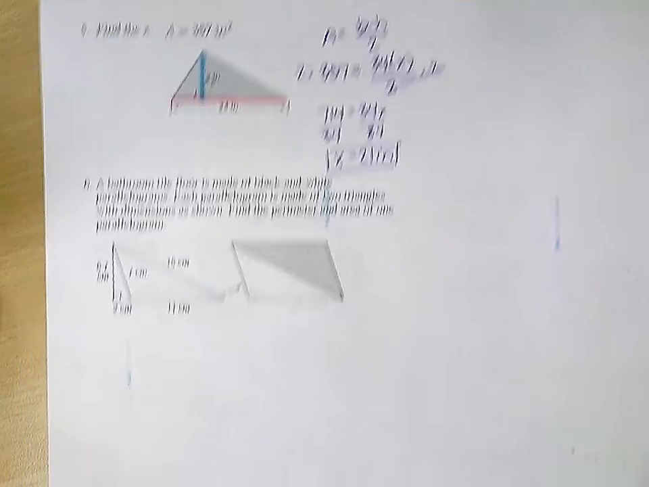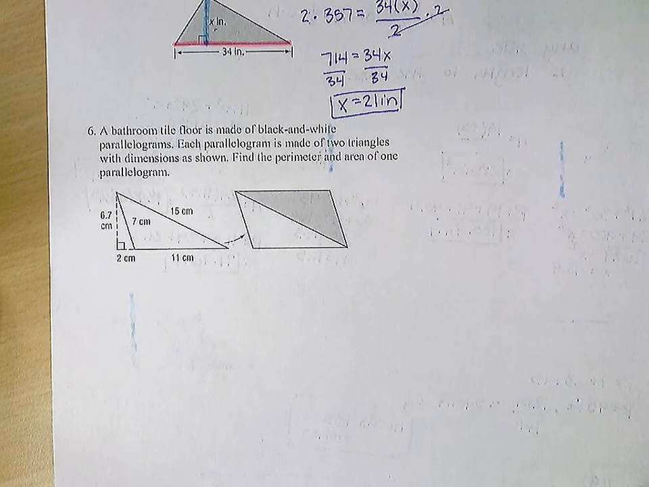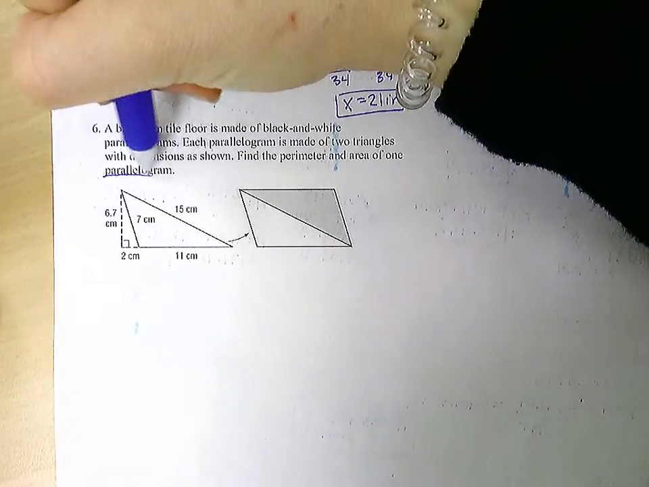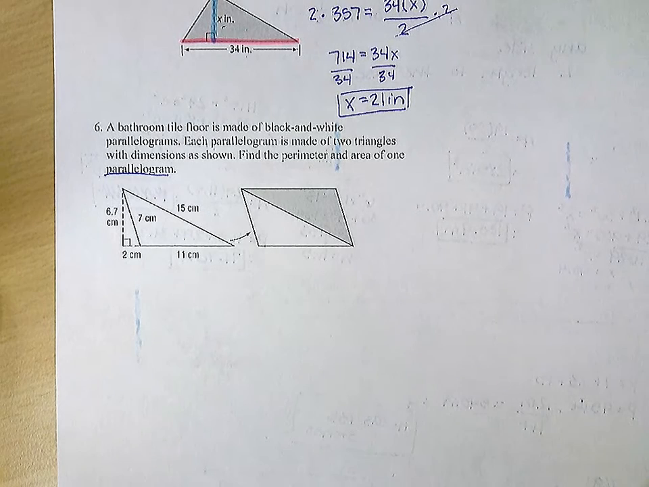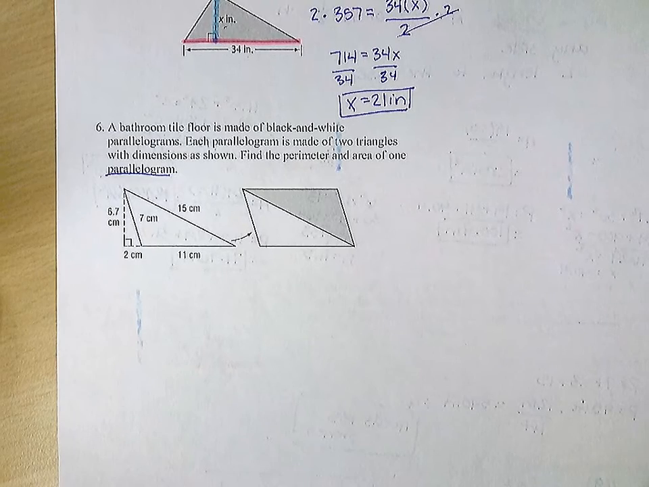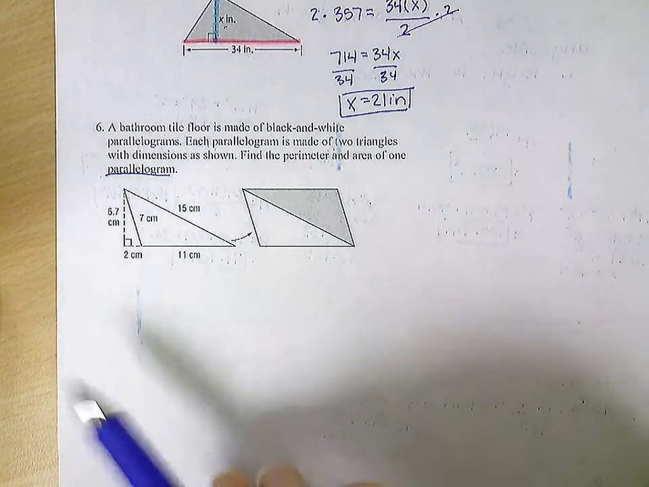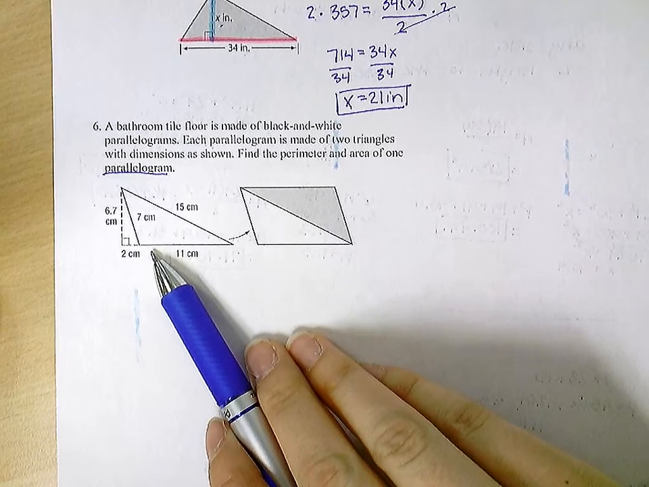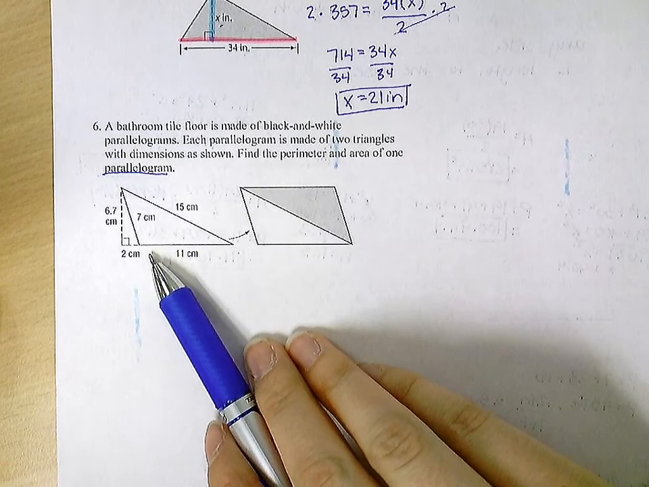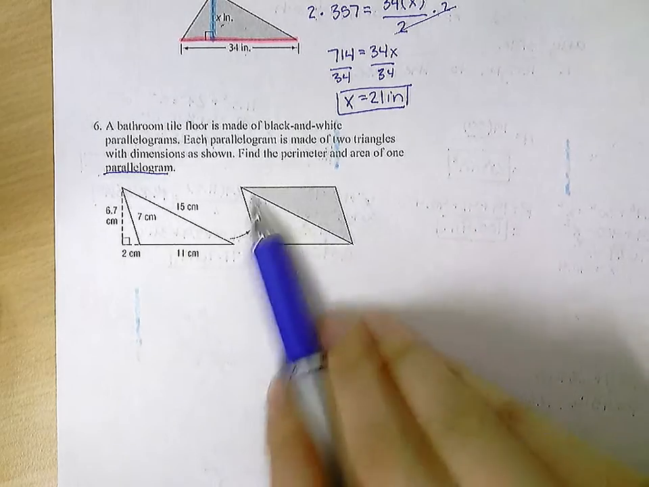All right, the last one says a bathroom tile floor is made up of black and white parallelograms. Each parallelogram is made up of 2 triangles with dimensions as shown. Find the perimeter and area of one parallelogram. Okay? It's talking about the parallelogram, not the triangle. So if I look at my triangle here, that's this piece of this parallelogram.